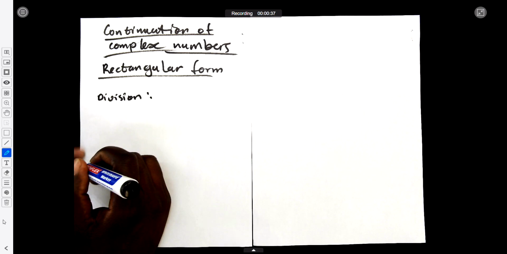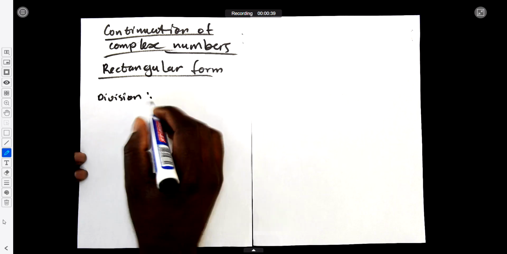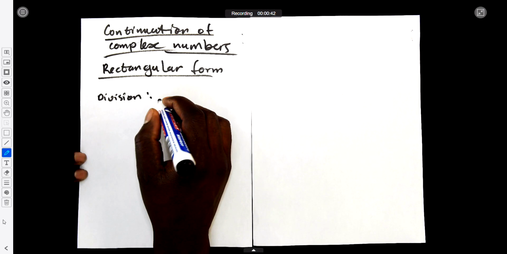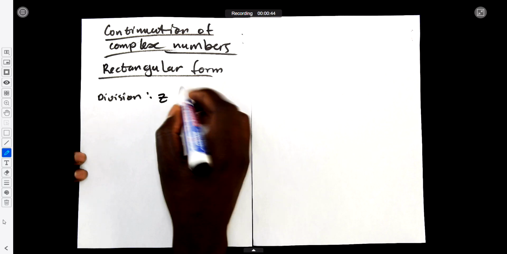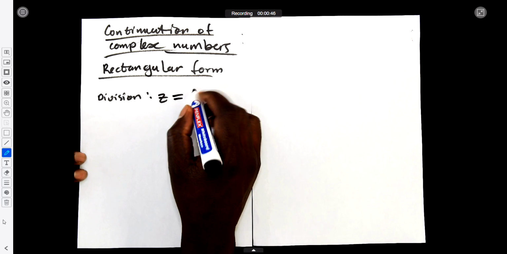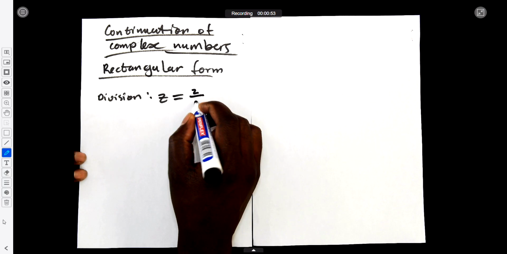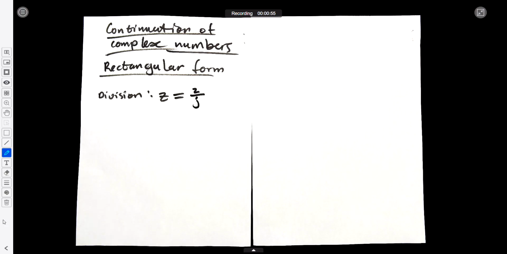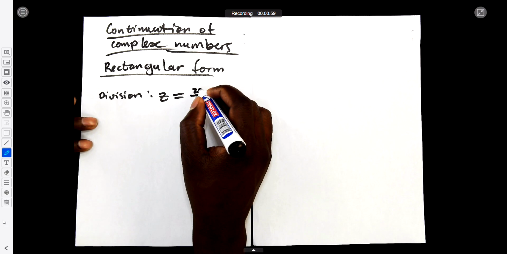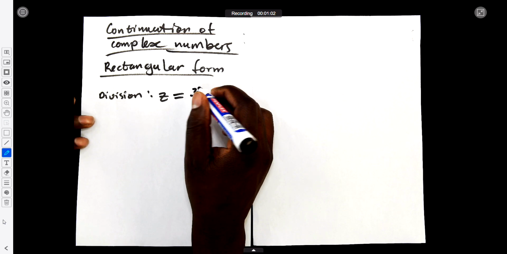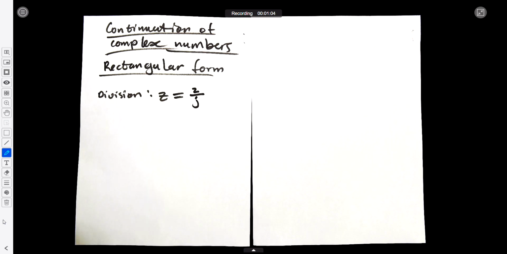So we're in division. For an example, let's say we have z all divided by, let me say, 2j. Actually, I want to start with one number over j. So let's say we have z equals 2 over j. Let me start in that way because I want to deal with an example where you have a non-real number in the denominator.